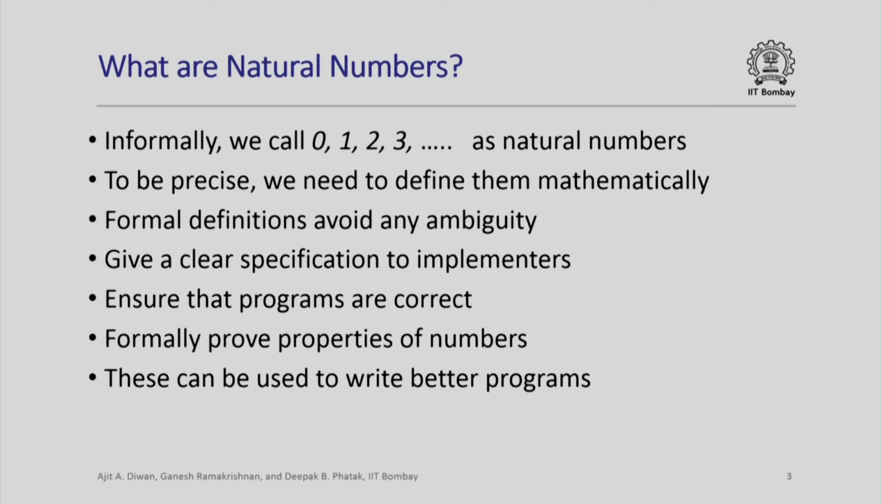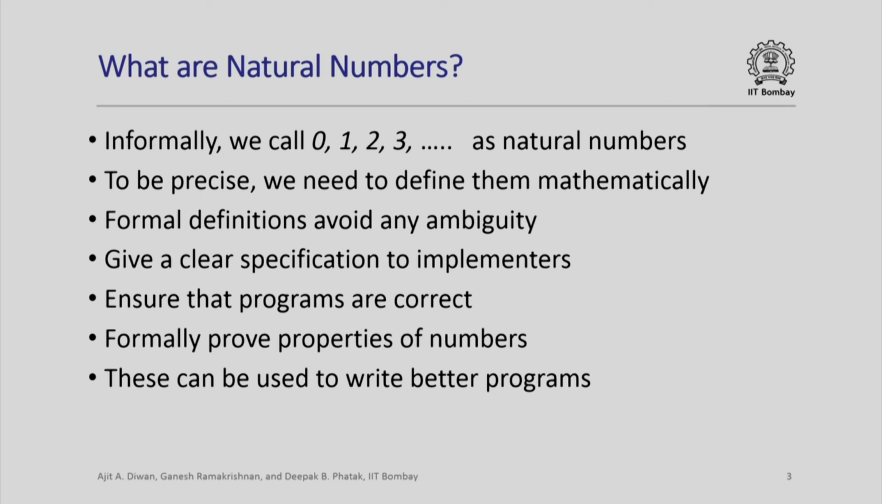So, informally we know 0, 1, 2, 3 are natural numbers, but to be precise and to avoid any ambiguity, we need to define them formally in a mathematical way. This allows us to give a clear specification to those who want to implement the natural number data type. So, they know exactly what we want and exactly what are the operations to be performed. So, this ensures that whatever programs are written using that type are correct, because the specification of the operations and the values is clearly given, and exactly that is being implemented.